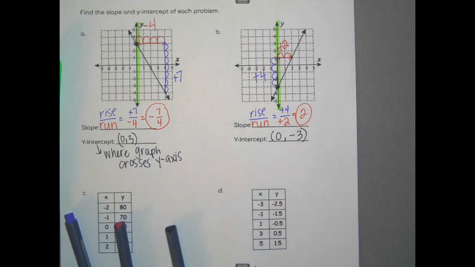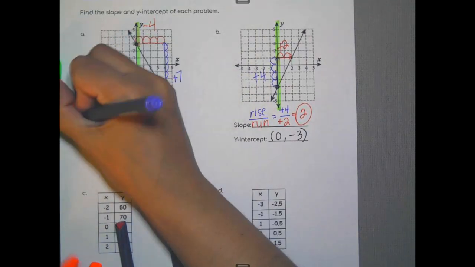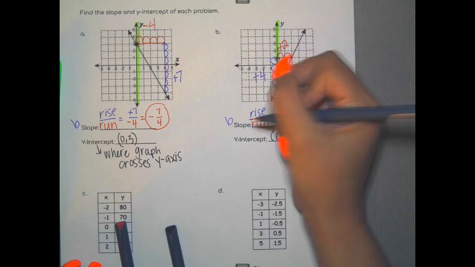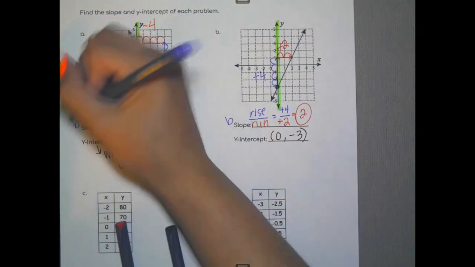So besides seeing these problems as slope and y-intercept, we could also see them as the letters that they represent in slope-intercept form. And slope is represented by the letter B in that equation. I'm sorry. No, it is not.